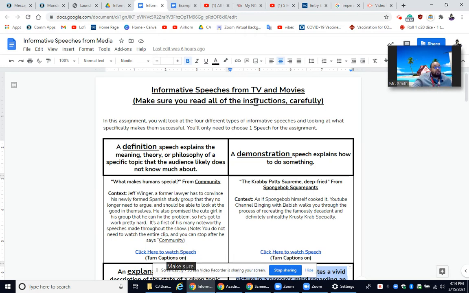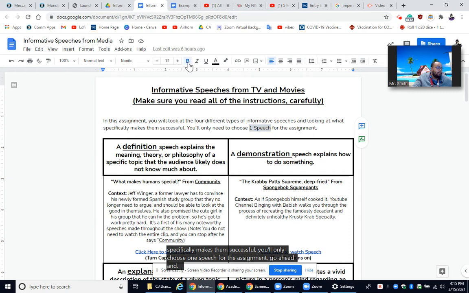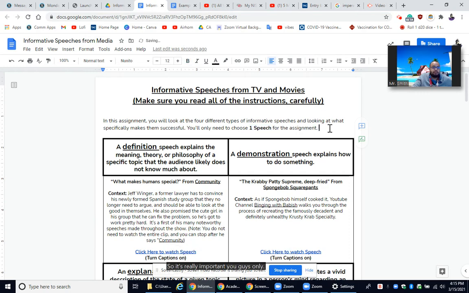Make sure you read all the instructions carefully, for sure. In this assignment, you will look at 4 different types of informative speeches and looking at what specifically makes them successful. You'll only need to choose one speech for the assignment. I'll go ahead and bold that. So it's really important that you guys only pick one of these speeches.